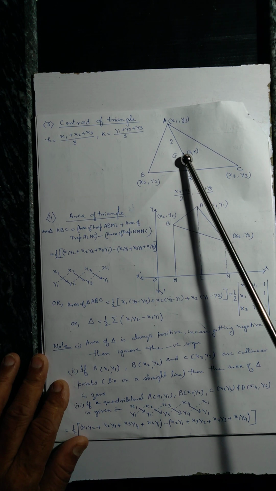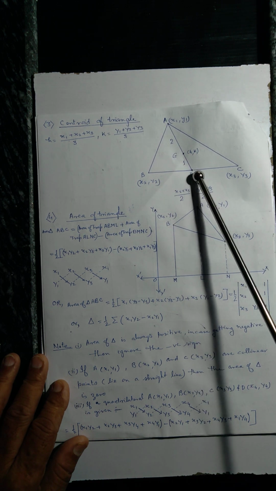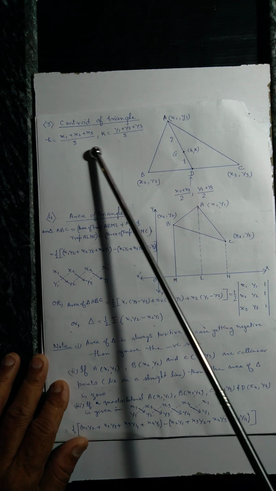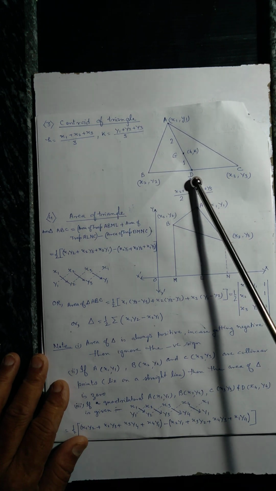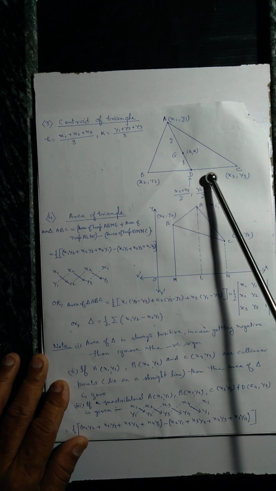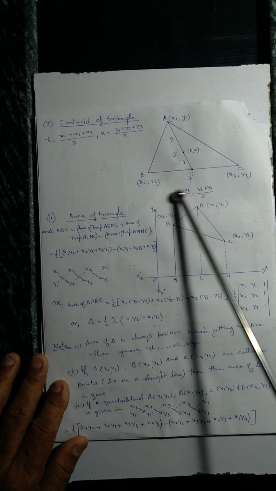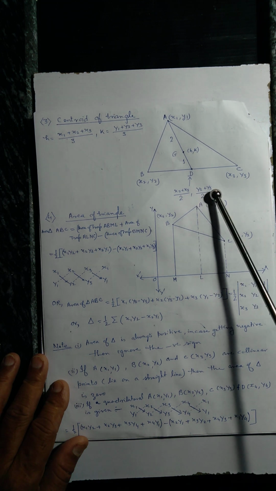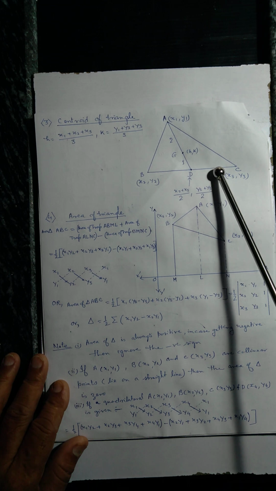So this centroid divides the median in 2:1 ratio. So in order to find out the coordinate of the point D, that is the midpoint of B and C, it is just (x2 plus x3) divided by 2, (y2 plus y3) divided by 2. This will be the midpoint here.